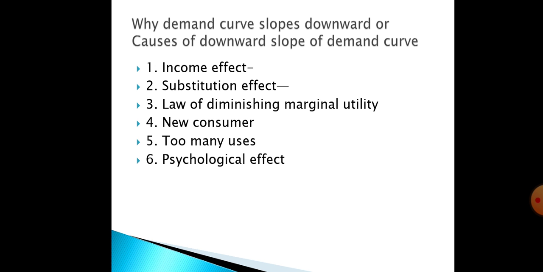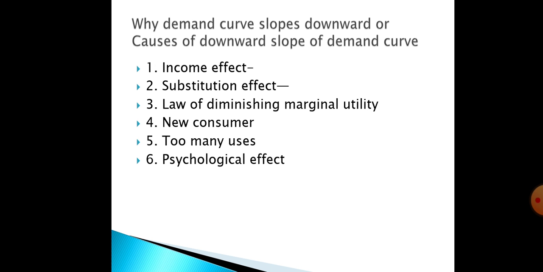As a result of this income effect, if the price of a commodity falls, the consumer buys more of it on account of the increase in his real income. Similarly, when the price of a commodity rises, the quantity demanded decreases due to the fall in real income of the customer.